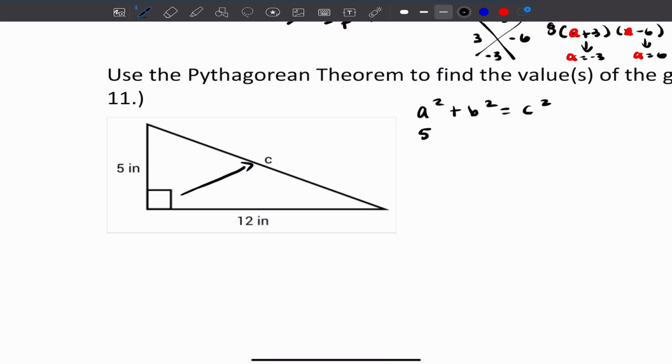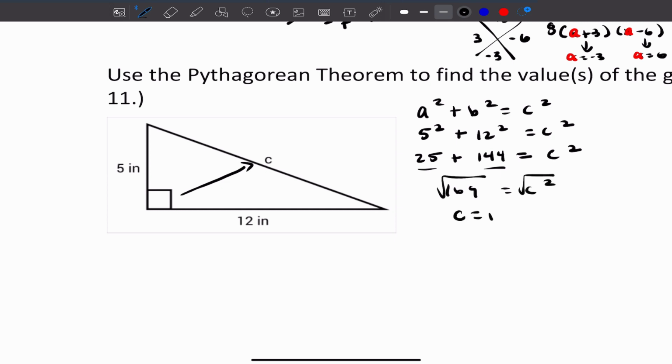So you have 5 squared plus 12 squared equals c squared. 5 squared is 25 plus 12 squared is 144. That's equal to c squared. And that's going to give you 25 plus 144 is 169 equals c squared. Take the square root. C is equal to 13. And by the way, 5, 12, 13 is a triple.